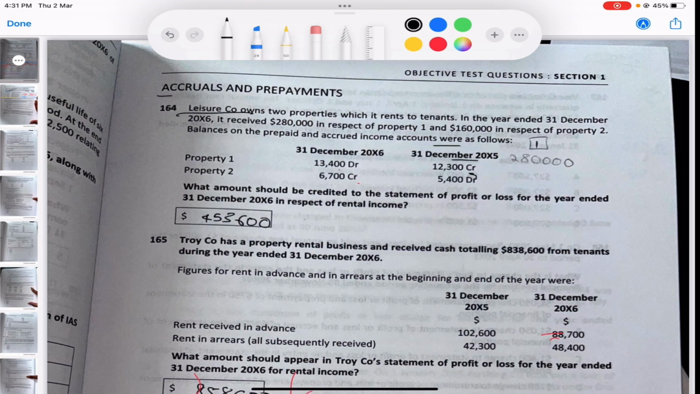Leisure company owns two properties which it rents to tenants in the year ended 31st December 2006. It received this much for property 1 and this much for property 2. Now we have also been given the balances of the prepaid as well as the accrued in the question. So we have to basically find the value of P&L. So you can clearly see that an income account is to be made in order to find the balances. So what are we supposed to do? We are just supposed to make the income account and then find the P&L balance. So I hope you can solve it by yourself and then you can check it with me.